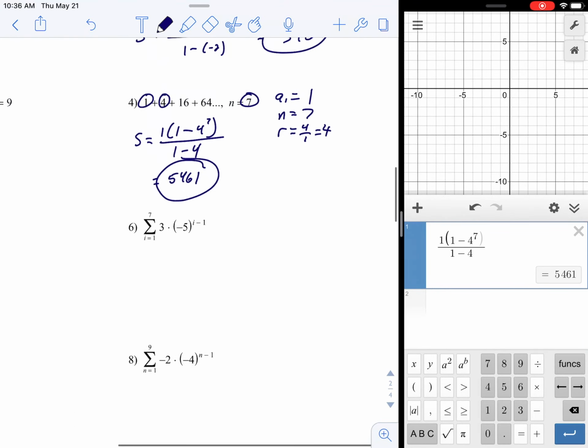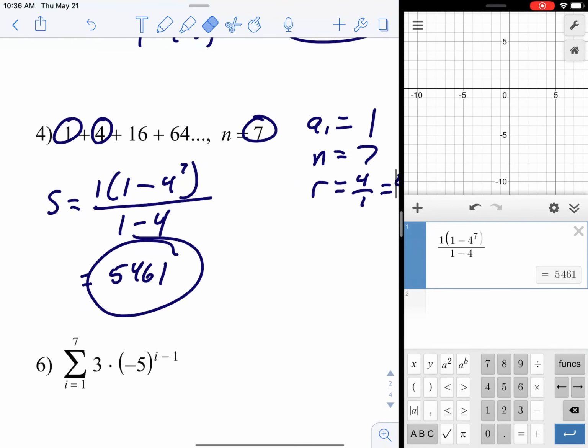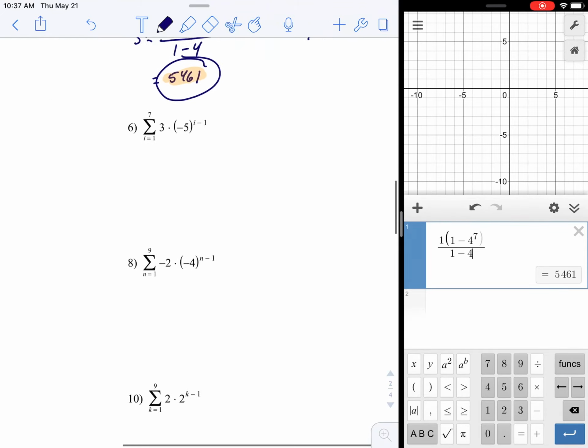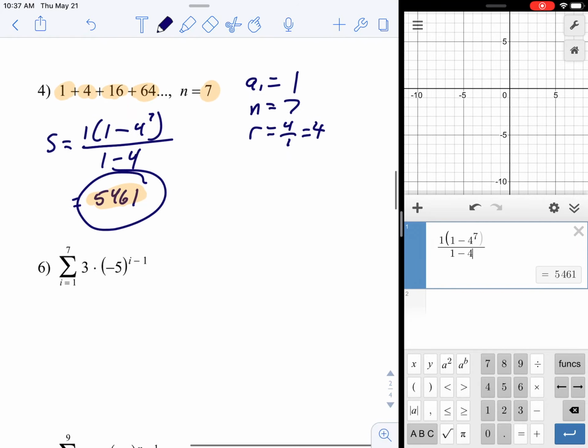5461 right there. So what that means is this series, as it's written, has only 1, 2, 3, 4 terms. If we wrote it all the way out to 7 terms total and then added that all together, this is the answer we would get. The formula should be the quicker, easier way to do it. Okay, for the rest of this assignment, we need to apply this formula in sigma notation.